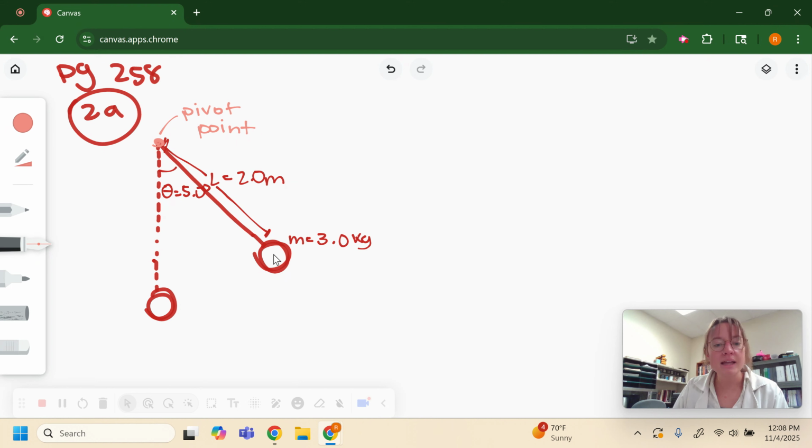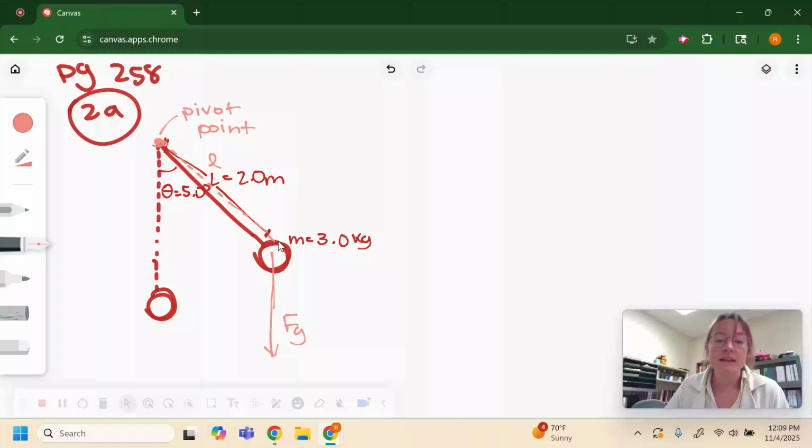Then, my line of action. The force, which is going to be the weight or gravity, is going to pull on this guy here straight down like this. So this is where my line of action is. That means that the length of my lever arm is going to be the length L, the length of the string.